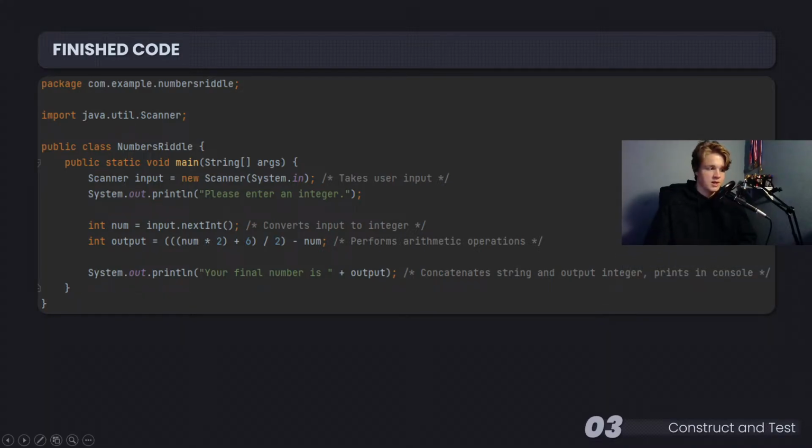And let me explain it here for you guys. So first we have a class, a public class called Numbers Riddle, which is also the name of our file. And we have a method inside of it called main. So this is our method, this is our class. And inside of that is all of our code that does what we want it to.